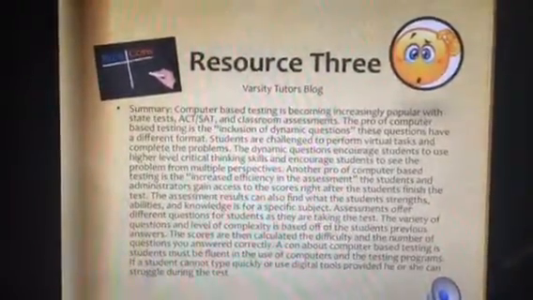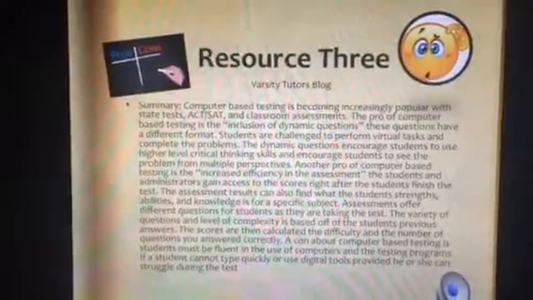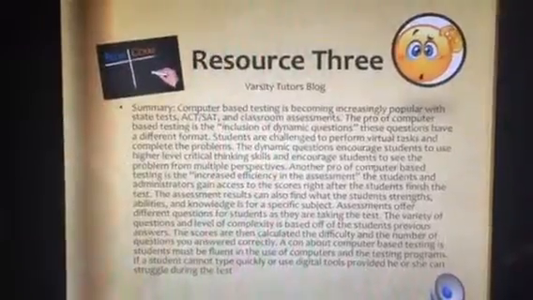Students also may have greater testing anxiety if they perceive that the computer is presenting questions of greater or less difficulty in response to their performance so far.